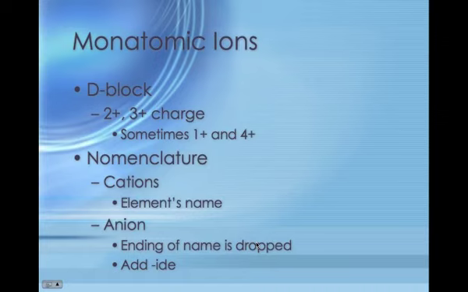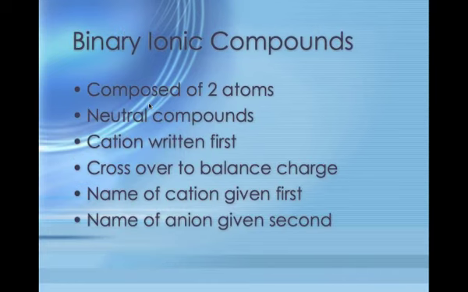So like chlorine, you drop the INE and you add IDE, so you have chloride. Same with oxygen, you would take off the ending and be oxide instead of oxygen. So binary ionic compounds are composed of 2 atoms. They are neutral compounds, so all the charges need to cancel each other out. So if you have a +2 charge, you need a -2 charge to balance it out, or you need 2 -1 charges to balance out.